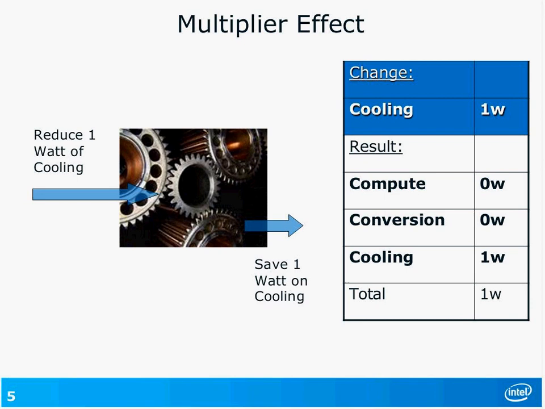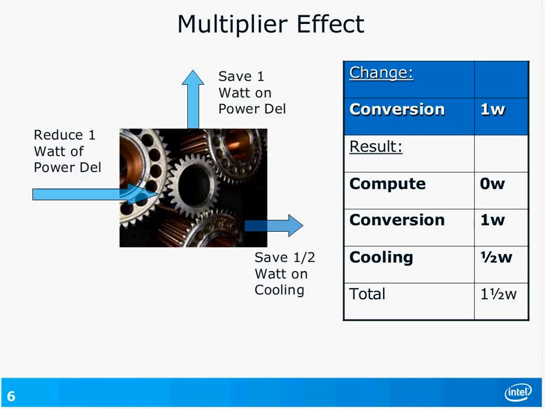Now look at this table on the right-hand side of the slide. Compute, I think, is obvious. That's our servers, our networking gear. Conversion refers to power conversion. So it's power supplies, voltage regulators, UPSs, power distribution units, that kind of equipment. When we reduce cooling, we don't have impact really on the other two elements in the data center.